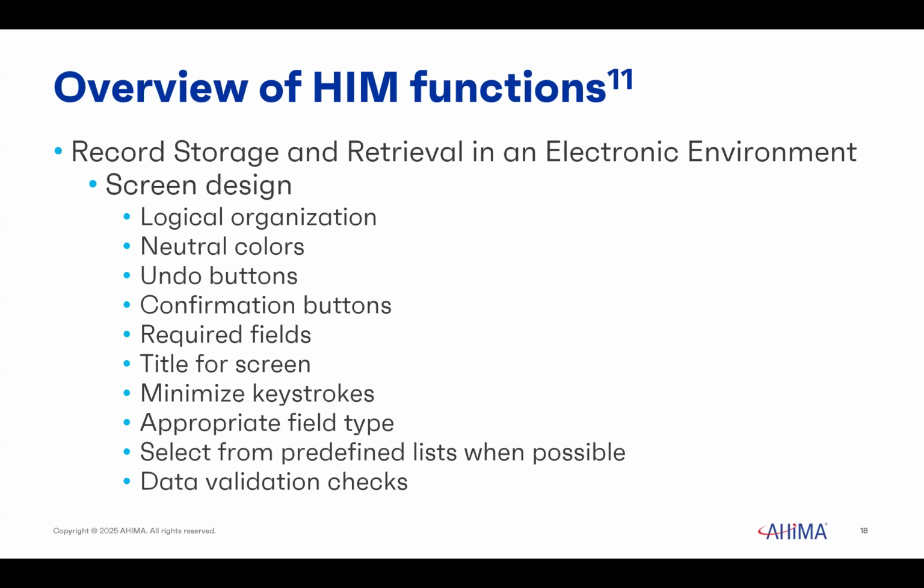One of the things that can be problematic with electronic health records is the screen design. Ideally, you want things organized so it makes sense, with the more demographic information on top and neutral colors. You want undo buttons, screens that confirm the final entry before it's authenticated, and certain fields being required. The main idea is to minimize keystrokes and make it as easy as possible for providers to enter information. That's why electronic health record systems continue to evolve.